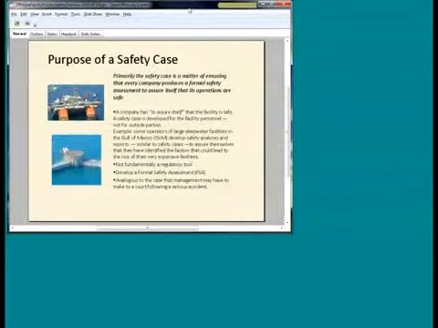A company has to assure itself. Fundamentally, a safety case is not a regulatory thing. It's that you have to assure yourself that you have a safe operation. How you do it is up to you. And there's a tremendously important example of this.